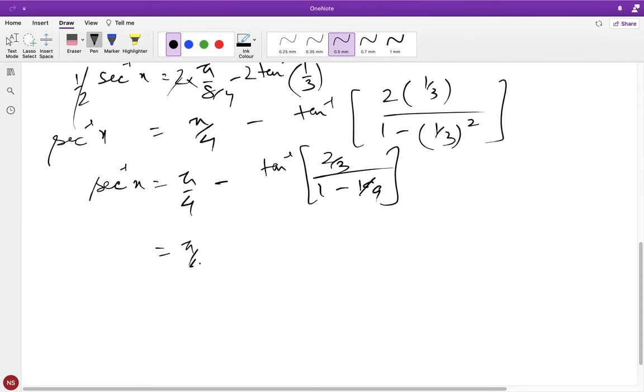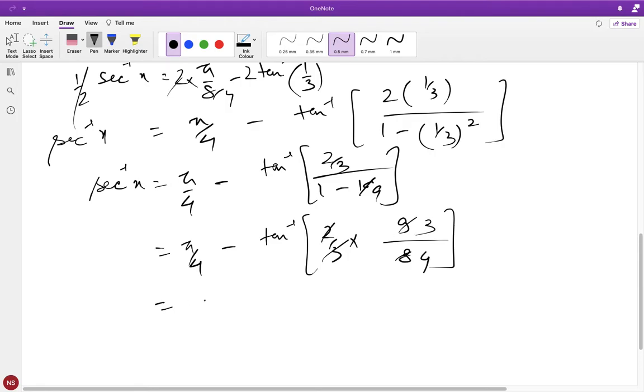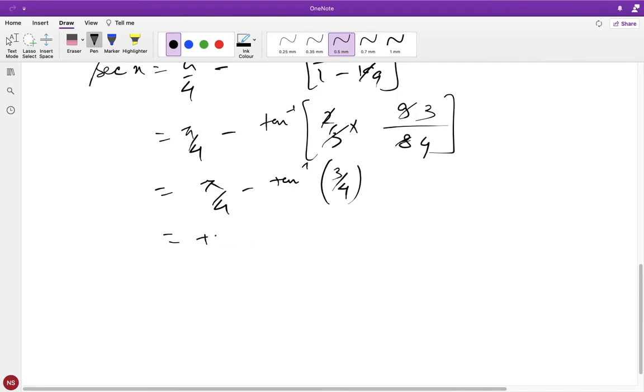which is equal to pi by 4 minus tangent inverse of 2 by 3 into 9 by 9 minus 1, that is 8. So this is pi by 4 minus tangent inverse of 3 by 4. Again, pi by 4 is what? Tangent inverse of 1.